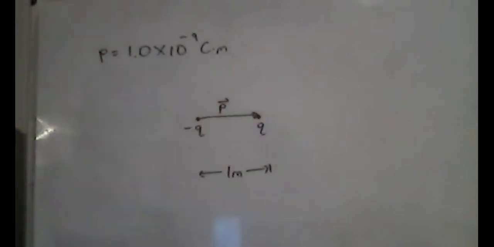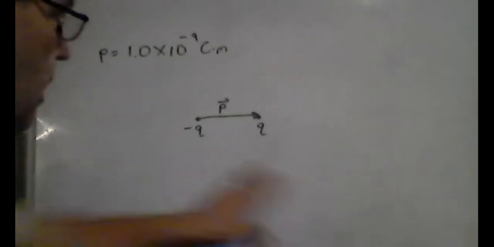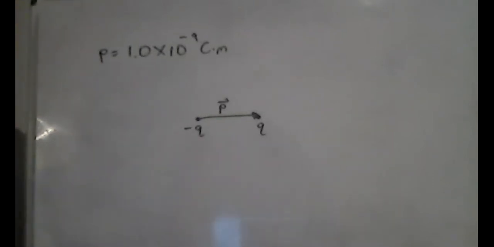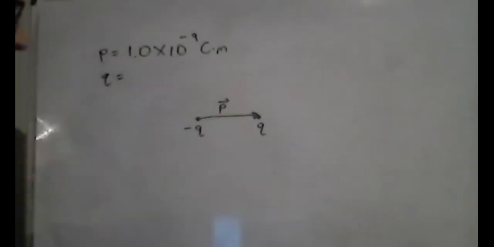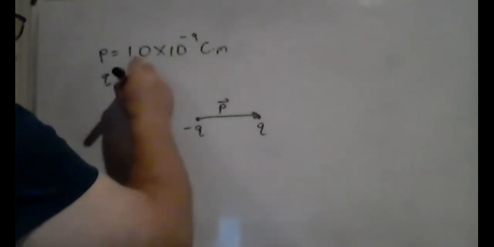All right, and I want to consider what value. How do I draw this? I don't even know this yet, right? All I know so far is that that's the P I'm after, in Coulomb meters. And all I have at my fingertips is a negative or positive 1 nanocoulomb charge.